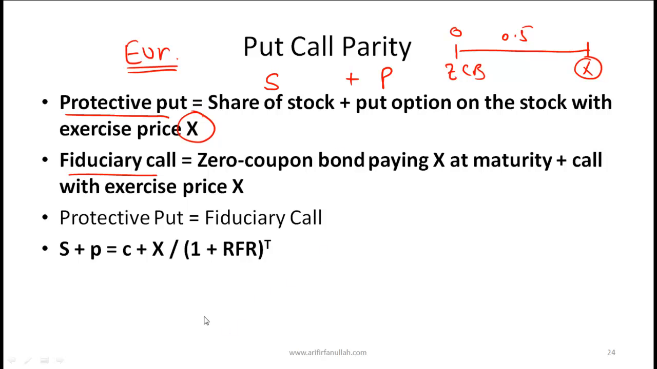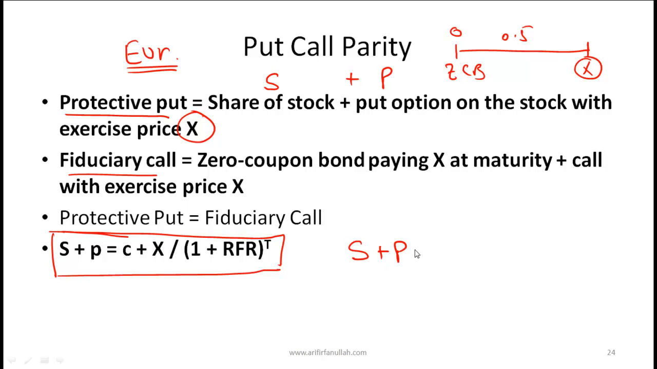And here is the relationship that you need to memorize. The relationship is that the protective put is equal to the fiduciary call, and we'll prove this on the next page, but from an exam perspective you just need to memorize this. So the protective put is the stock plus a put option on the stock. So we are long the put and long the stock. A positive sign means that we are long.